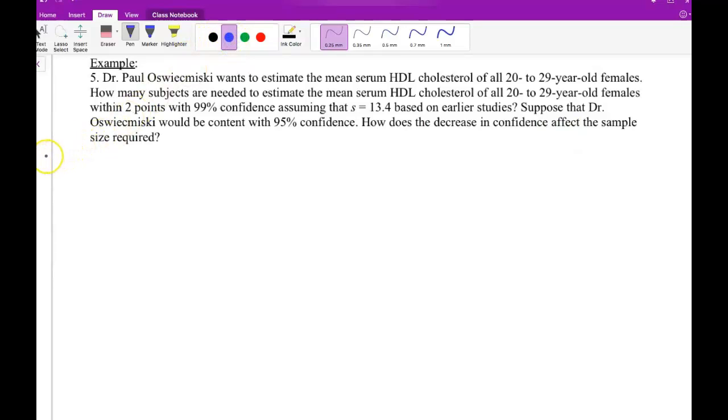So we have 2 parts, part A. That is within 2 points. What that means, remember for the mean I had x bar minus e, x bar plus e. So this is within the margin of error, and since that one is within 2 points, that means that e, or margin of error, is equal to 2. So e is 2. And on this part I have 99% confidence.